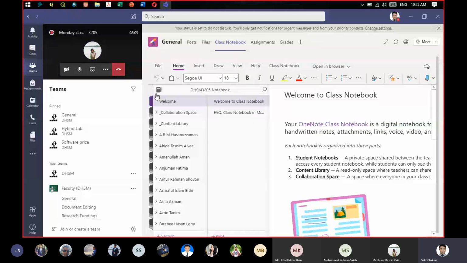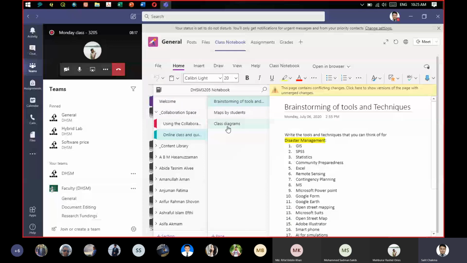From now on, maybe we will be using our notebook to draw different diagrams. I realized that whenever I draw on the slides, you do not have access to these drawings. So in our class notebook, under the online class and quizzes section, you have these few things.